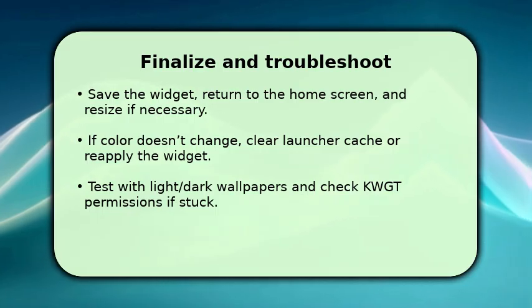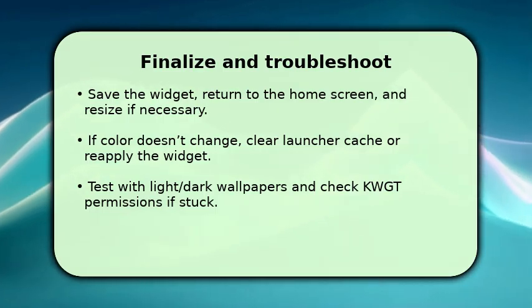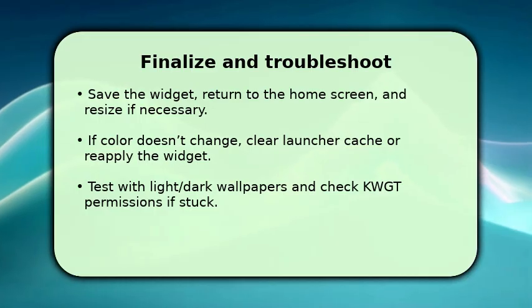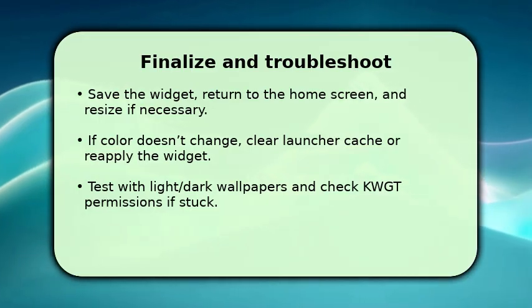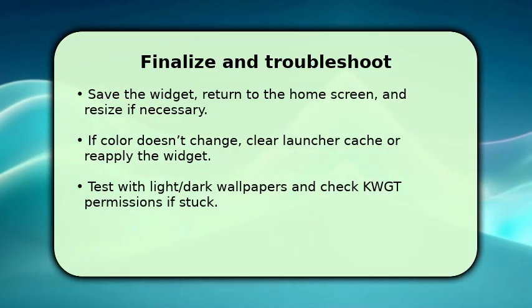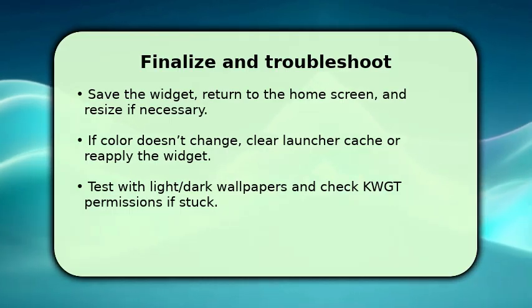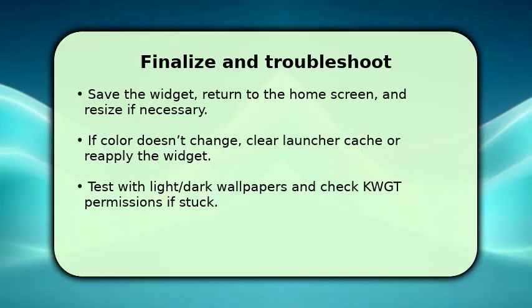If the clock still looks wrong, switch wallpapers or tweak contrast and blend mode. Sometimes background brightness masks the chosen color. Finally, reopen KWGT to confirm the exact hex or RGBA values are still applied.